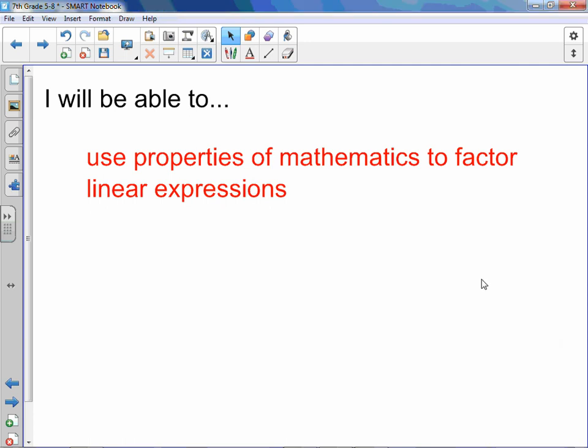Chapter 5, Lesson 8, Factor Linear Expressions. You will be able to use properties of mathematics to factor linear expressions.